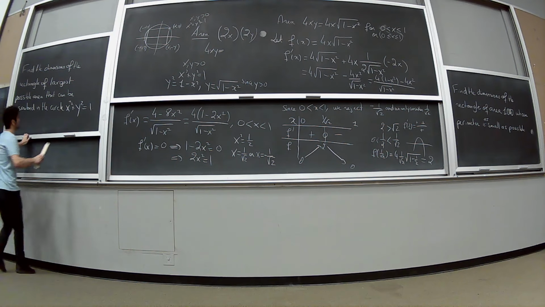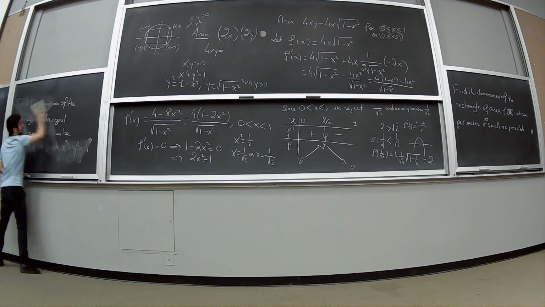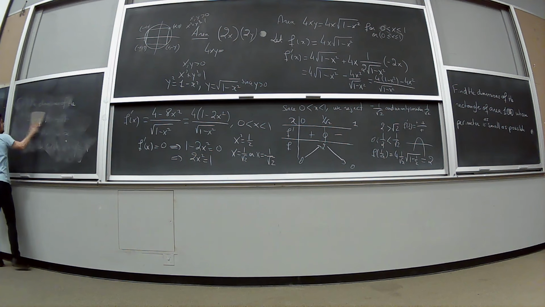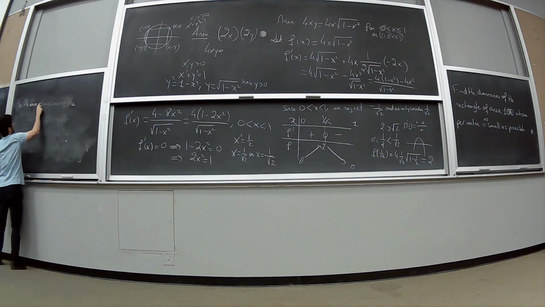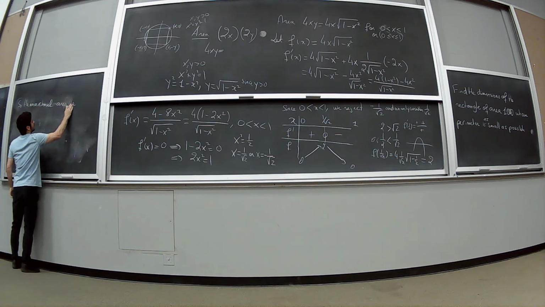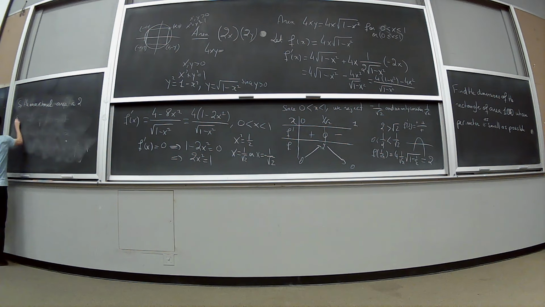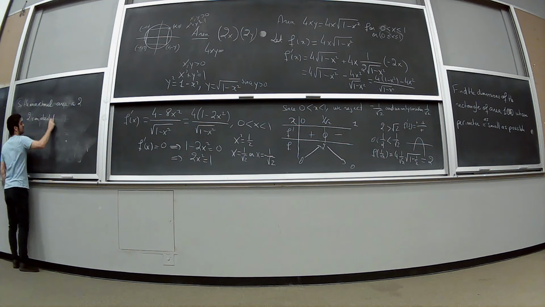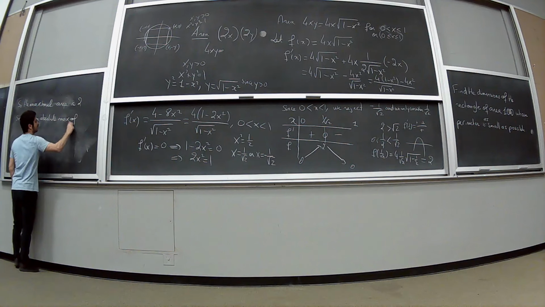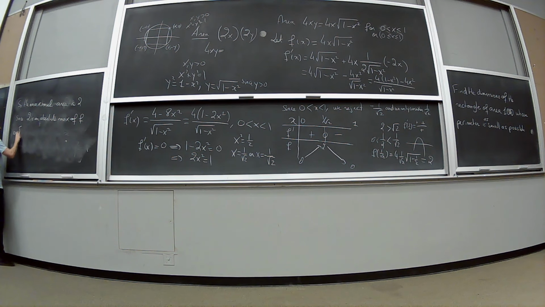So the largest, the maximal area is 2, since 2 is an absolute max of f on 0, 1.